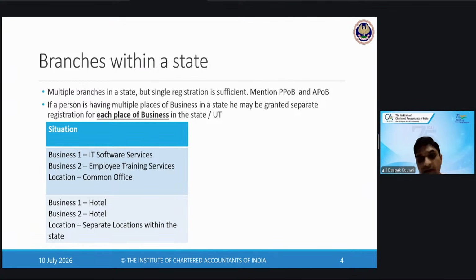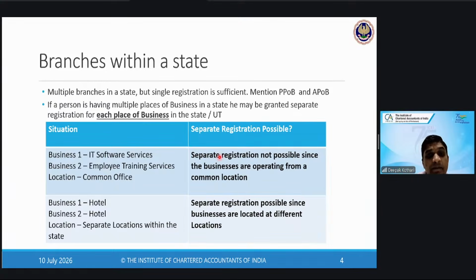You can apply, but my answer would be different. Separate registration is not possible since the businesses are operating from a common location, because here the location is common. The pointer says that if a person is having multiple places of business in a state, he may be granted separate registration for each place of business. So for each place of business there will be one registration, and these two are operating from a common office. So separate registration will not be possible.